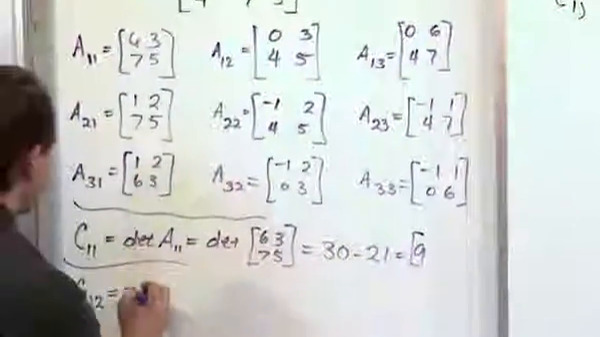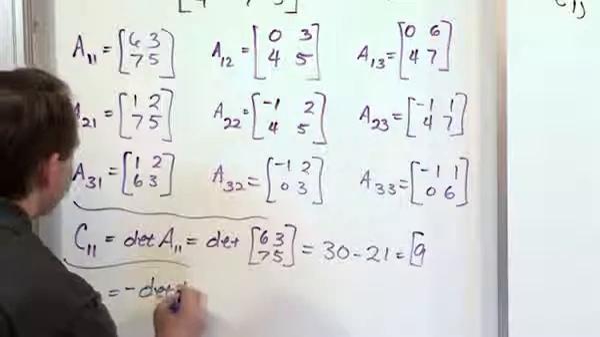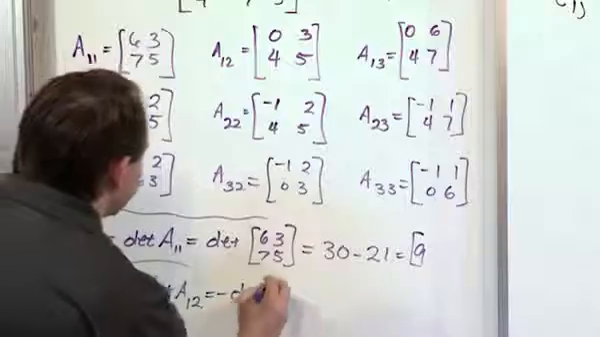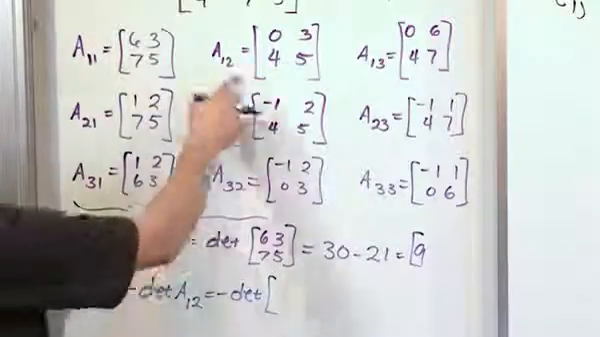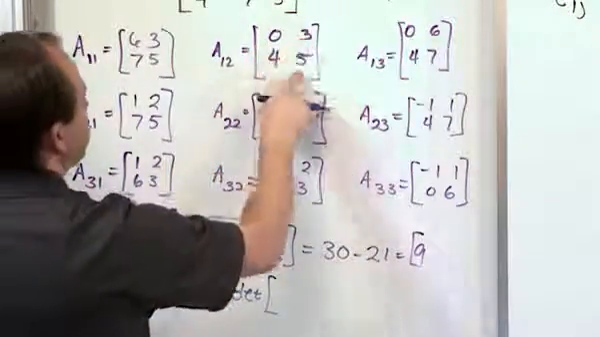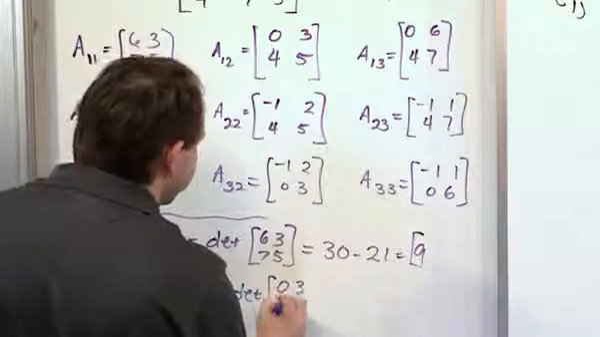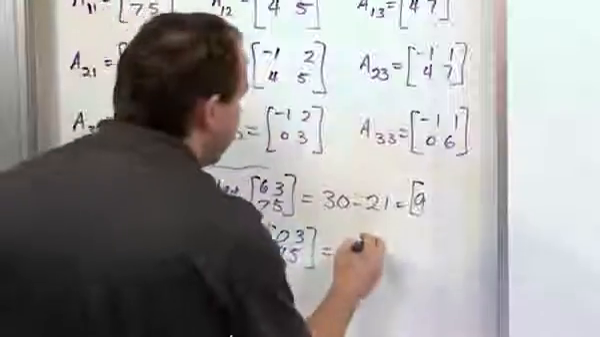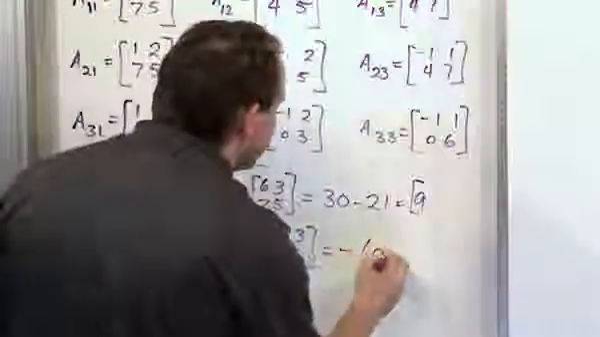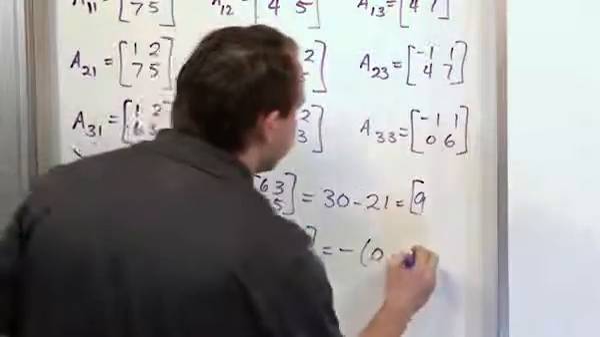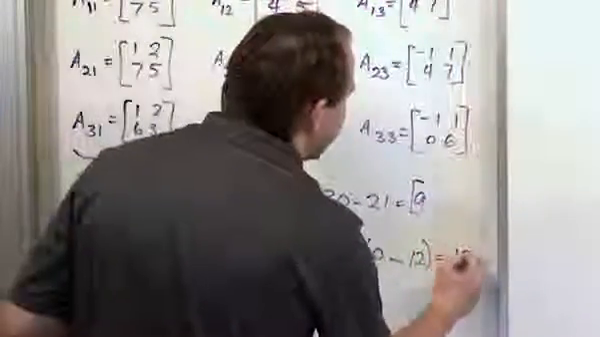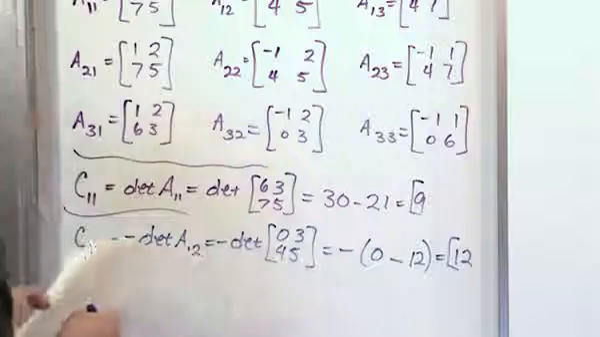So it's going to be negative times the determinant of the submatrix A12. We already know what that is, 0, 3, 4, 5. So we keep the negative like we always do, and then inside it's going to be 0 minus, this guy is going to give us 12. So really it's negative 12 times this, so we again end up with a positive number, positive 12.